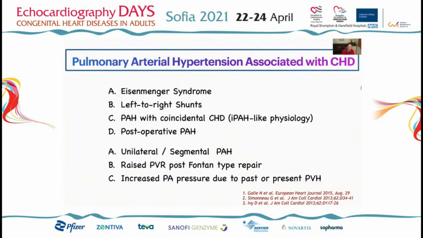The increased PA pressure due to past or present pulmonary venous hypertension will be a large group of our patients, because most of the congenital patients will have diastolic dysfunction, and sooner or later they will develop pulmonary arterial hypertension. So congenital heart disease with associated pulmonary hypertension is indeed a very complex patient group.